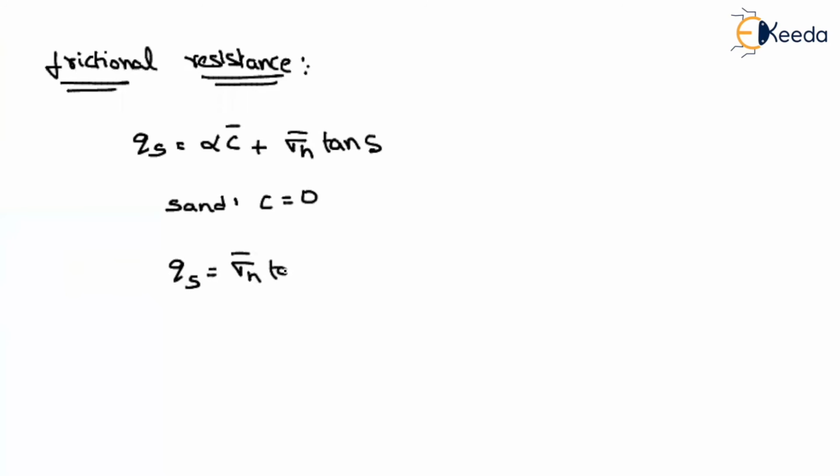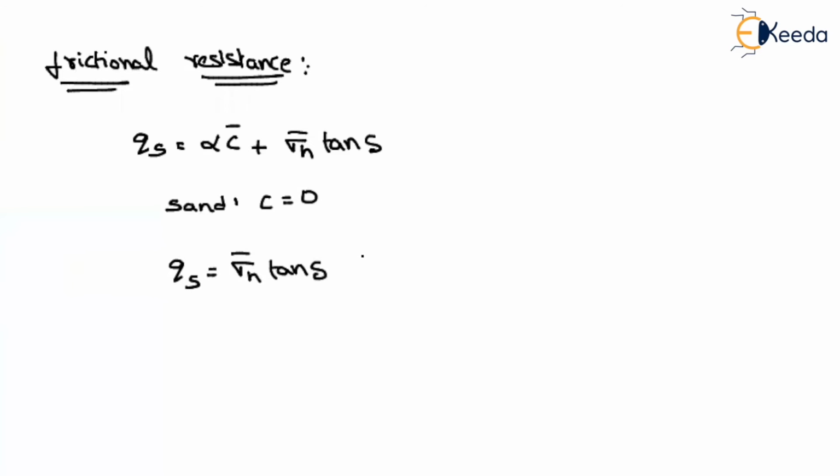Let us talk about the frictional resistance. The frictional resistance can be represented by using QS. That will be equal to, in general, alpha into C bar plus sigma H bar into tan delta. Here, if we are talking about sandy soil, what about the C value? It is 0. Now your frictional resistance will become equal to sigma H bar into tan delta.